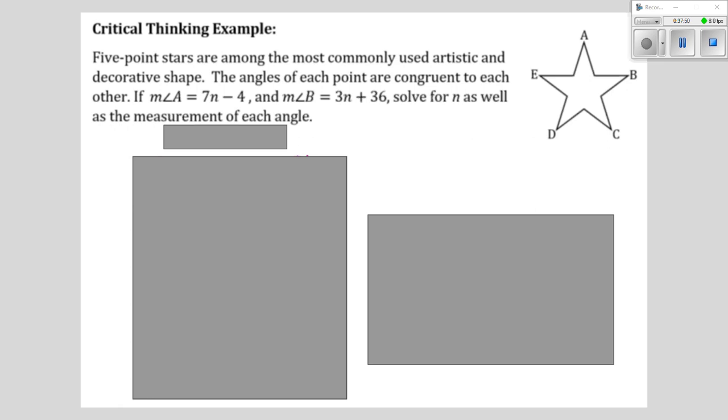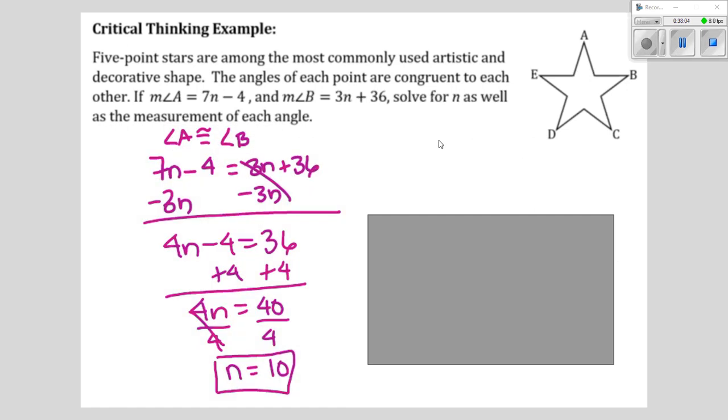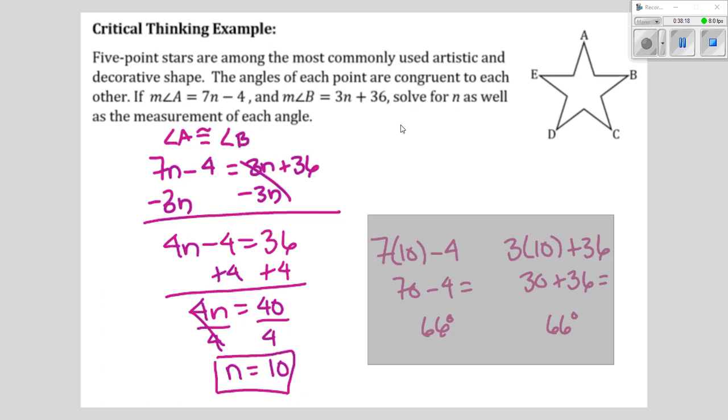So if we know that these points of the star are congruent, that means angle A is congruent to angle B, which is congruent to angle C and D and so forth. So what you would do is set them equal to each other to find n. Okay, you found n to be 10. Now that's the first part. The second part, they ask you to find the measurement of each angle. So what would you do? Yeah, plug it in.